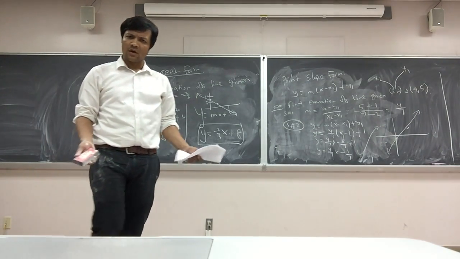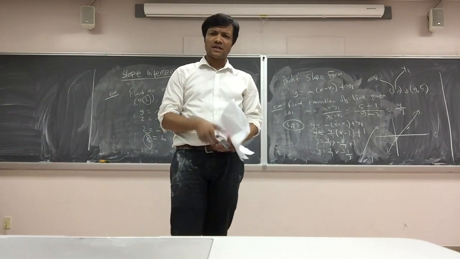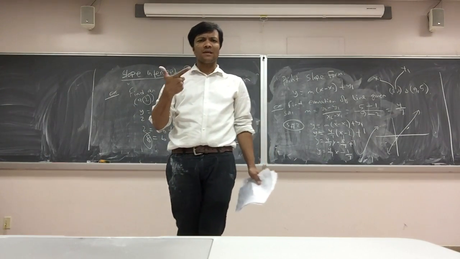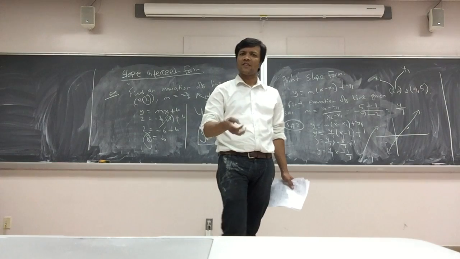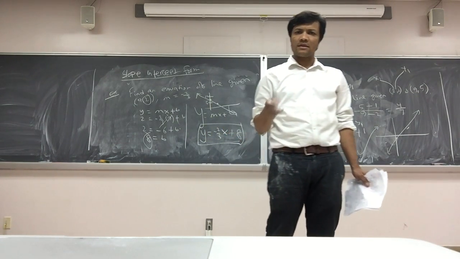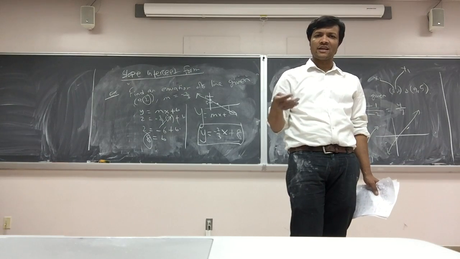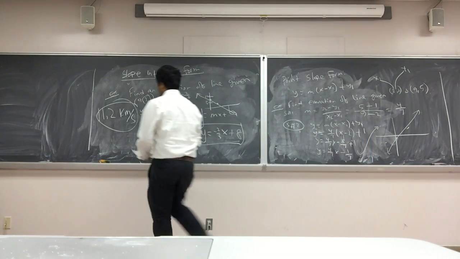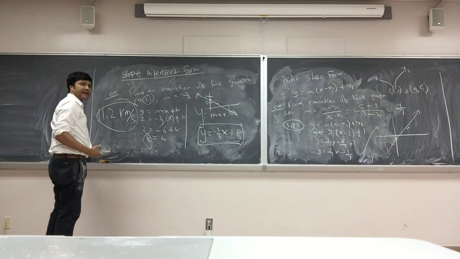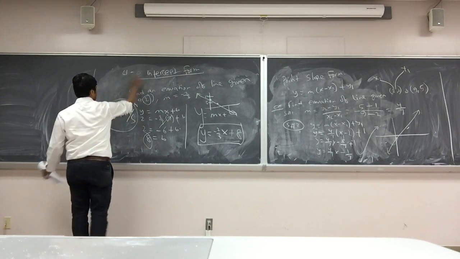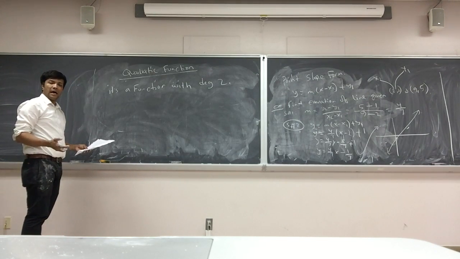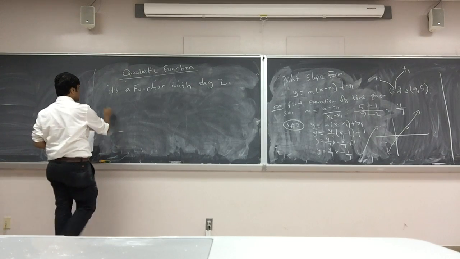Now we're going to do something of higher degree. The linear function is degree 1. Now we're going to do something that has to do with degree 2, and the name of a function with degree 2 is a quadratic function. Let's explore this idea in detail. Standard form of a quadratic function is the standard form.